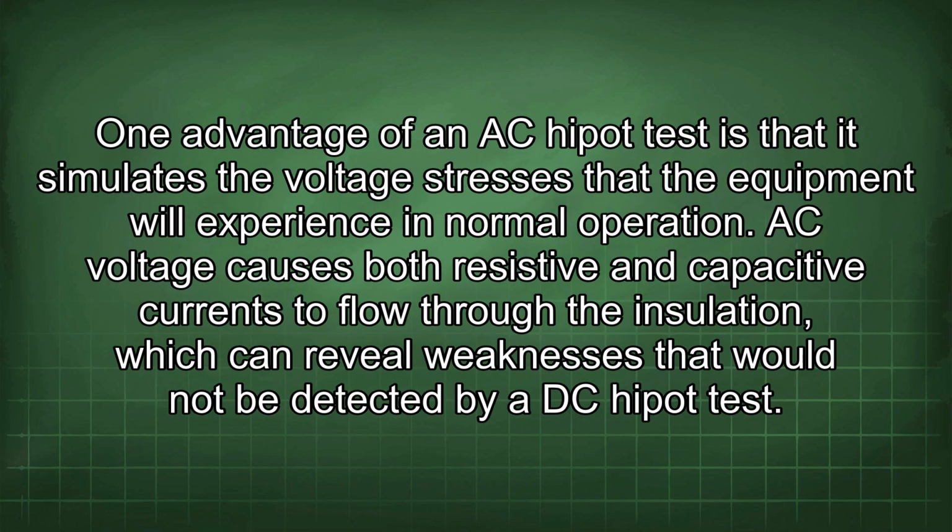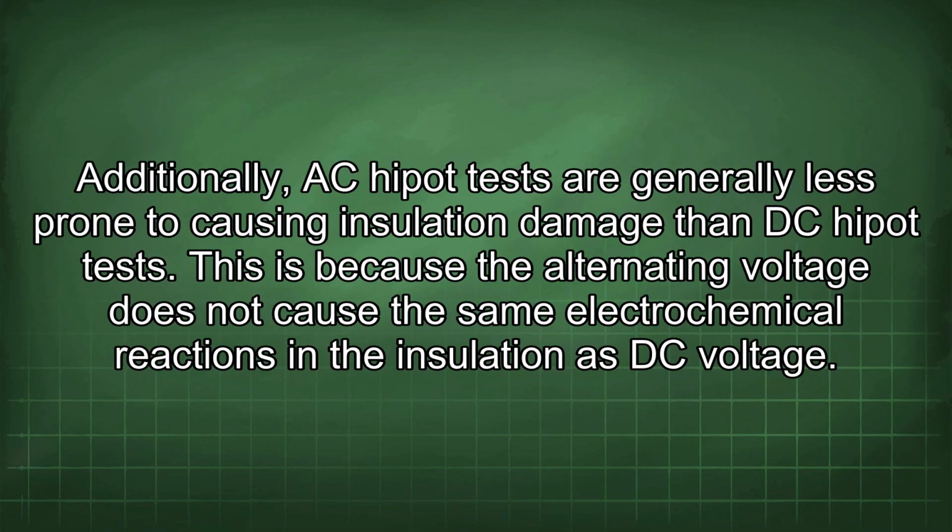One advantage of an AC Hipot test is that it simulates the voltage stresses that the equipment will experience in normal operation. AC voltage causes both resistive and capacitive currents to flow through the insulation, which can reveal weaknesses that would not be detected by a DC Hipot test. Additionally, AC Hipot tests are generally less prone to causing insulation damage than DC Hipot tests. This is because the alternating voltage does not cause the same electrochemical reactions in the insulation as DC voltage.